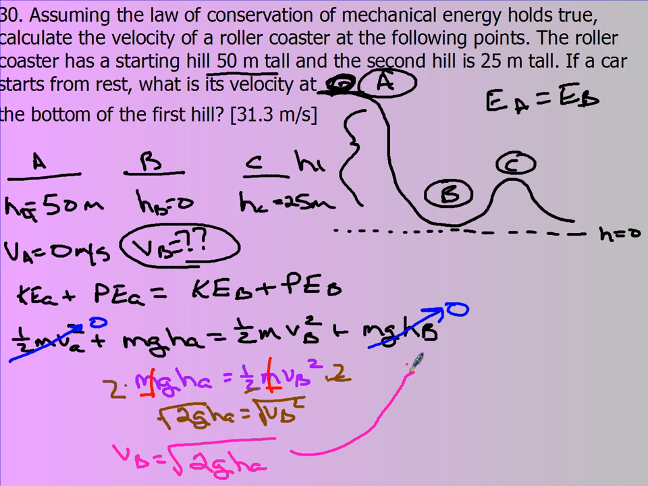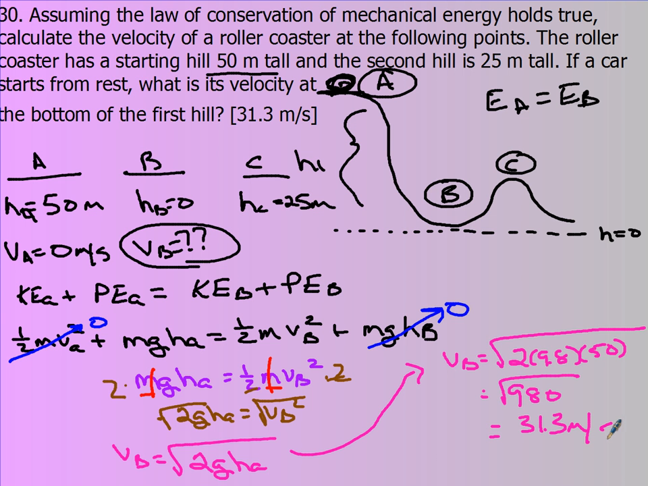All right? So the velocity at B is the square root of 2 times 9.8 times 50. Go ahead and multiply all this out. 2 times 9.8 times 50 is 980. And now square root 980, and you get 31.3 meters per second.